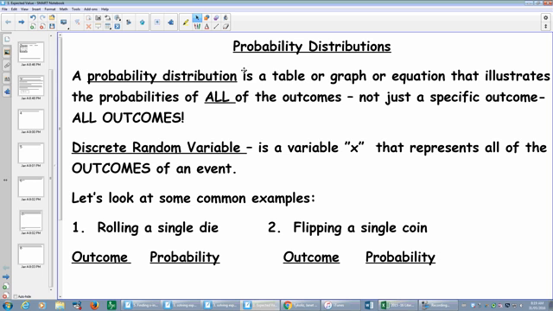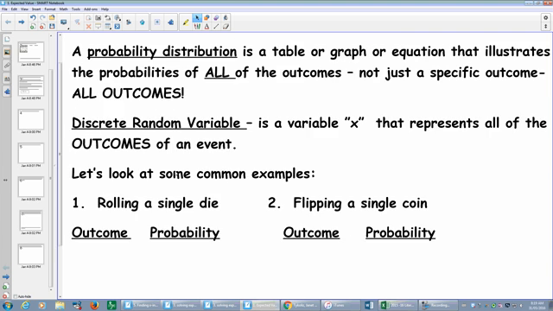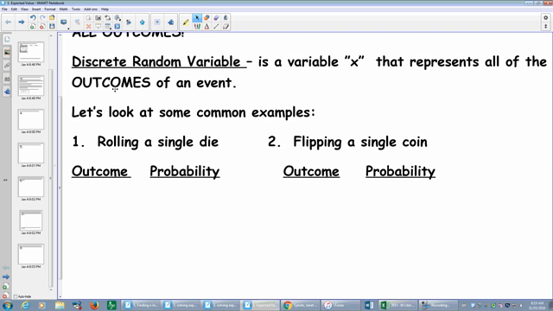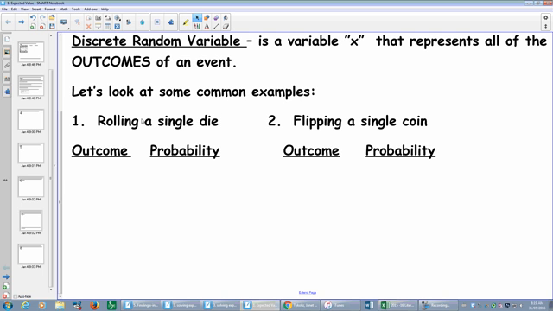So a probability distribution is a table or a graph or an equation that illustrates the probabilities of all of the outcomes, not just a specific outcome, but everything. A discrete random variable is a variable x that represents all of the outcomes of an event. We're going to look at some examples here, some common ones.